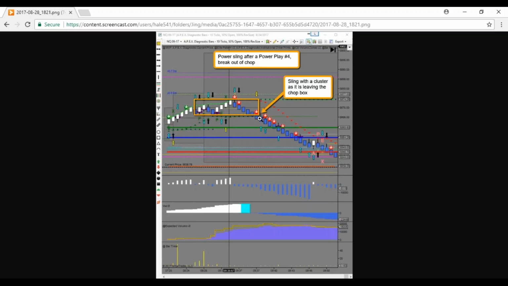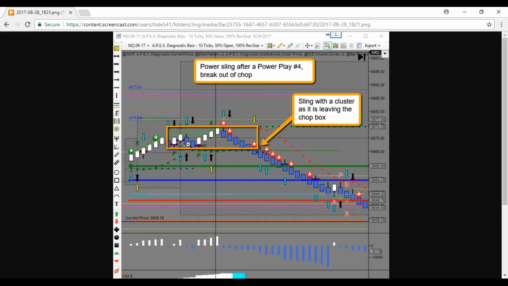Yeah, John, the cluster is the purple. On this particular chart, the way we have the colors, it's the purple you see right there. Like there's another cluster here. Here's a cluster. Those are the clusters. Okay, John? So right here, what do we have? We have a power play number 4, right? Chop. And right here we have a chop breakout, right? So we've got the clusters, we've got the chop, we're at a level, we've got bars building and exceeding.